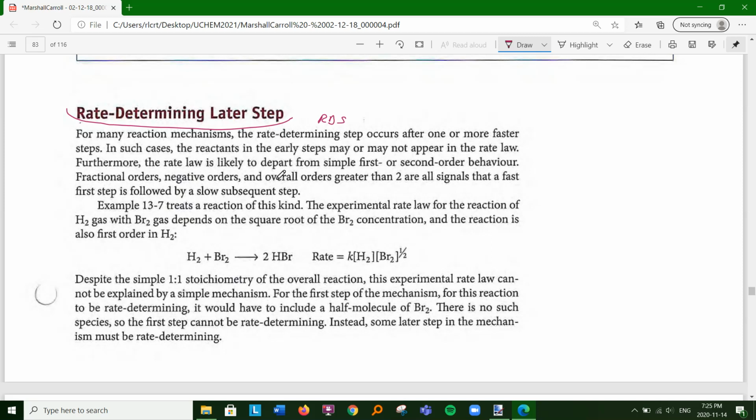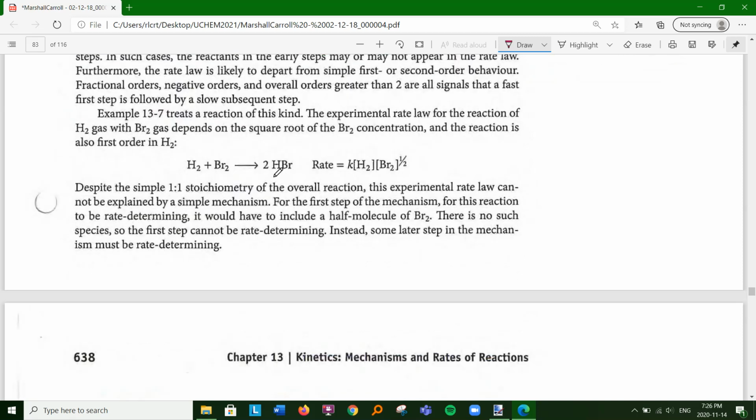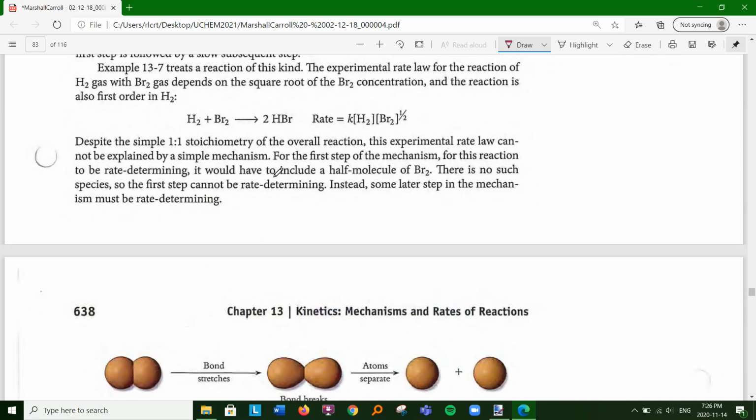Sometimes you get orders which are fractions, negatives, greater than 2's, all sorts of things a little bit out of the ordinary, which signal that a faster step happens first and then a slower step. So here's an example. We have H2 plus Br2 goes to 2 HBr. And it turns out that this is not a simple process.